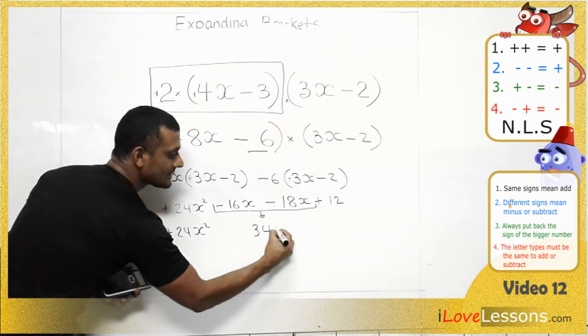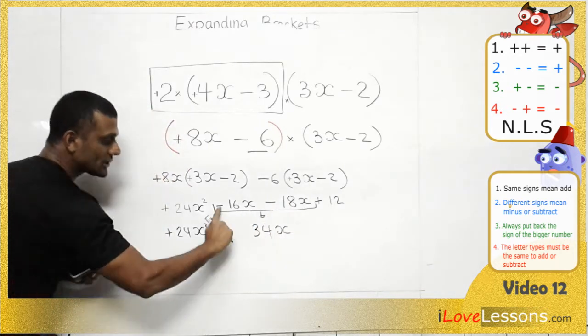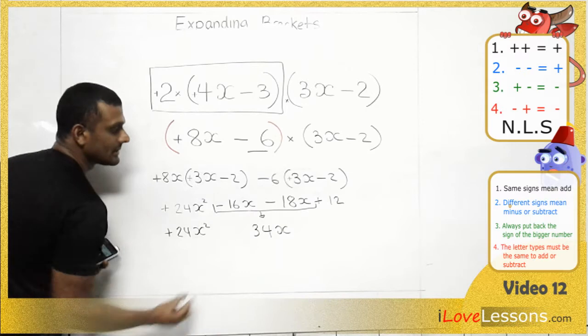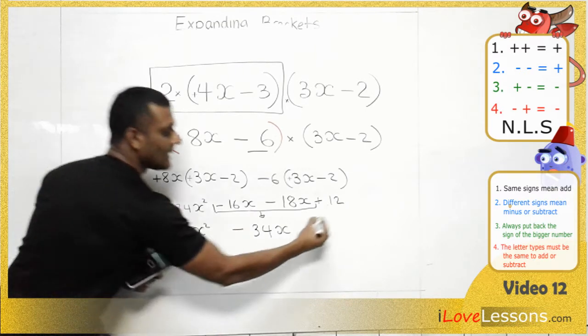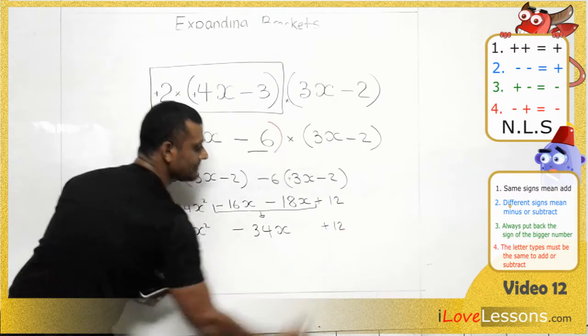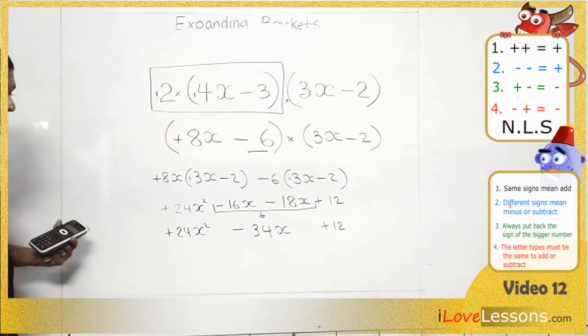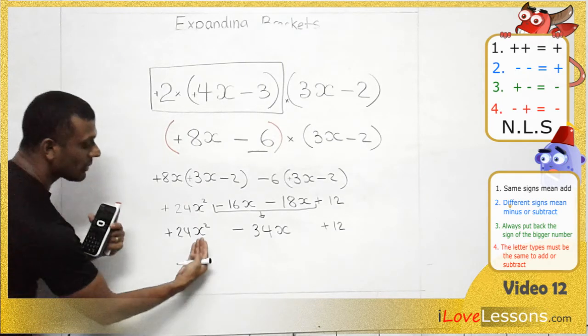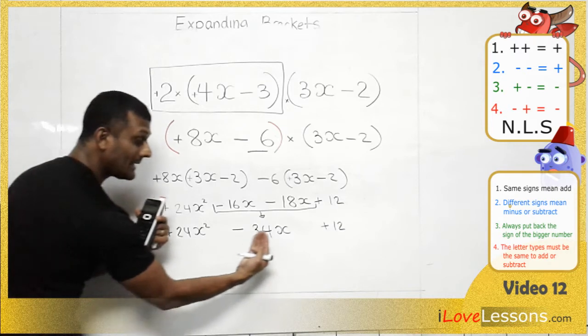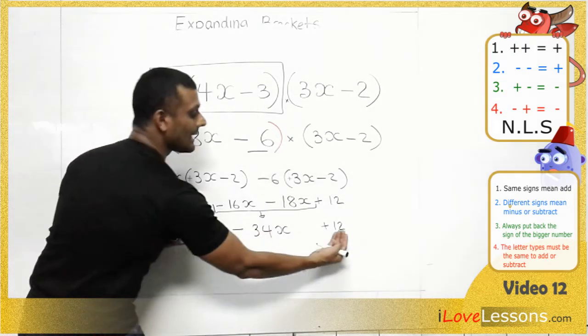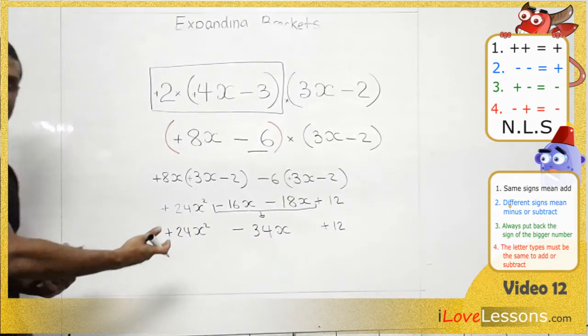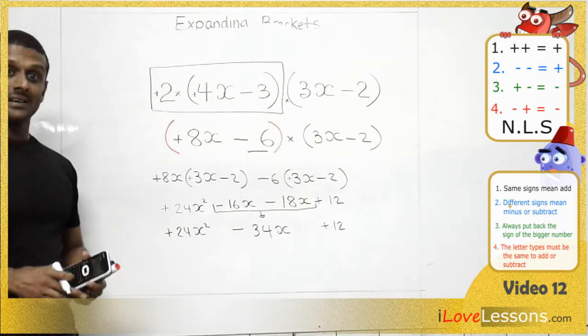What letter was involved? X. Which one is bigger, the 16 or the 18? The 18. And then we bring down the positive 12. Alright, and that's the final answer. Because this one has an x squared, which is completely different from x. And this one has no letter. So that's the final answer for this one.